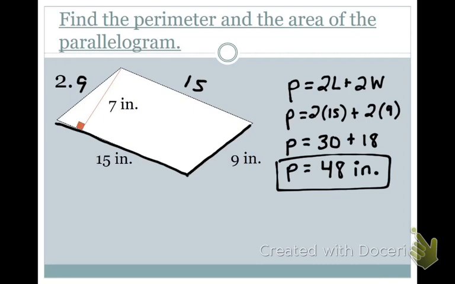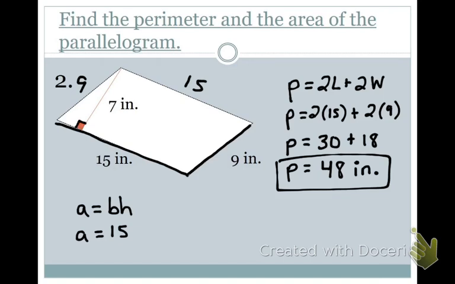Area equals base times height. Okay, what's my base? All right, 15 inches. You can remember the base by the definition that we did: it's the side that the height intersects. And remember, you can always find that by finding that right angle.